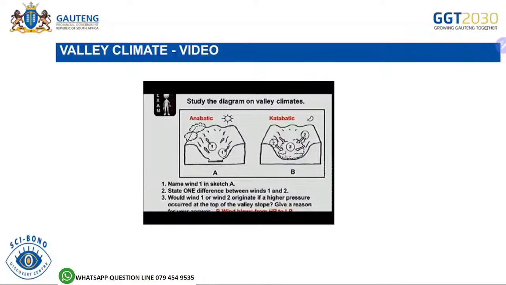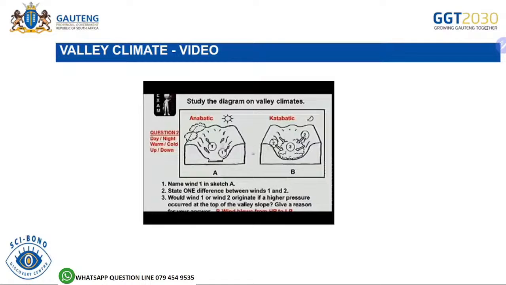Okay. Now, the second question: state one difference between winds 1 and 2. See, there's winds blowing there, and winds 2 blowing there. Right, what's the difference between them? Here we've got it. Firstly, this one occurs during the day, am I right? And this one occurs during the night.